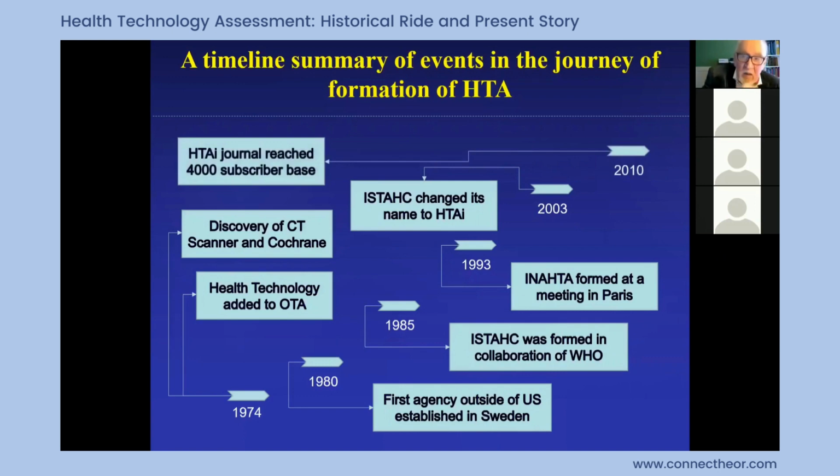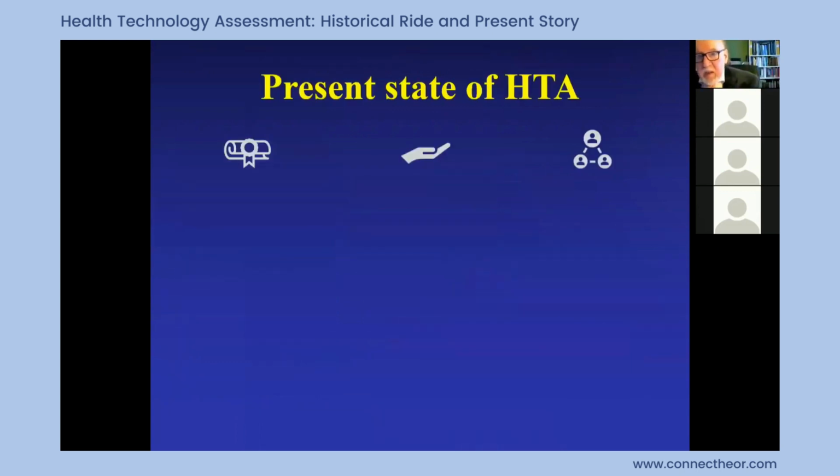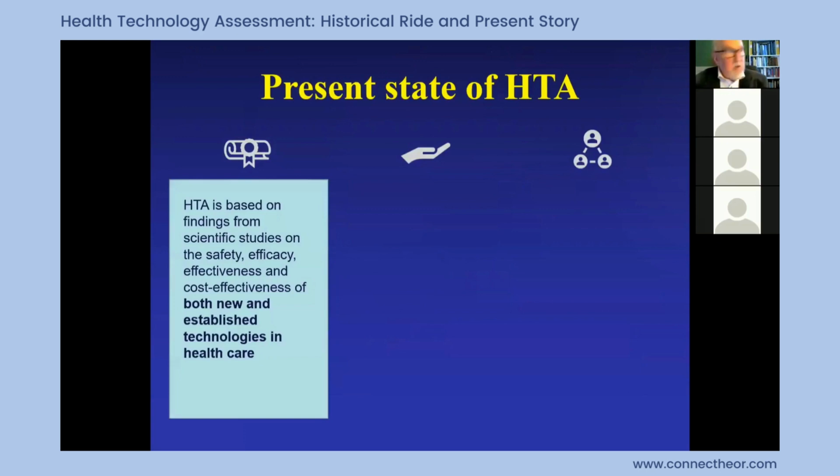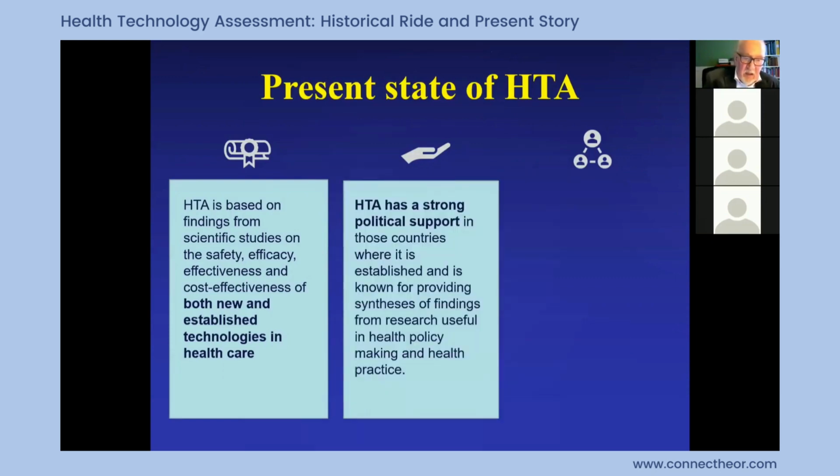Next. And the journal reached the 4,000 subscriber base in 2010. So it's a popular journal. Present state of HTA: it is based on findings from scientific studies on the safety, efficacy, effectiveness, and cost effectiveness of both new and established technologies in healthcare. It has strong political support in countries where it is established, and it is known for providing synthesis of findings from research that is useful in health policy making and also in health practices.